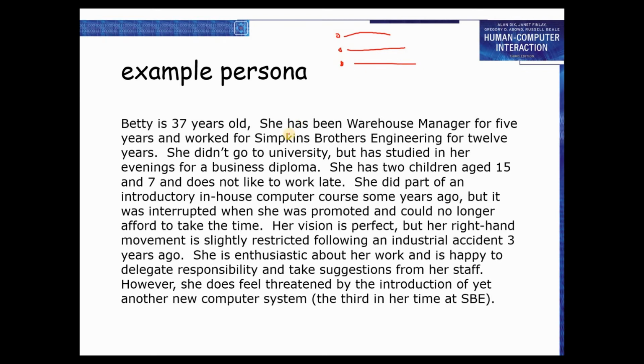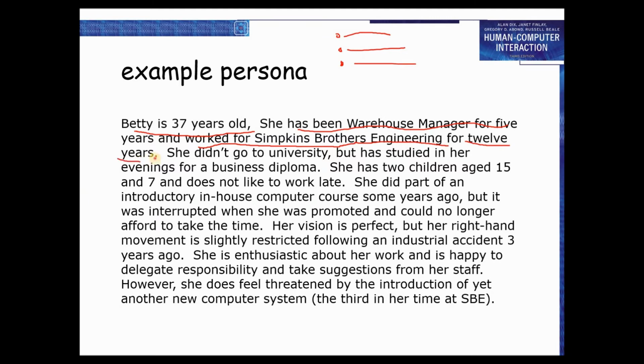Okay. So here the persona given is about some lady named Betty. She is 37 years old and she has been working as a warehouse manager for 5 years. So warehouse is the store, so she manages the store. She is the manager of the store since 5 years in this company. And overall she is working, so this is the first property, second property, and now the third one is she is working for the company named Simpkins Brothers Engineering for 12 years.